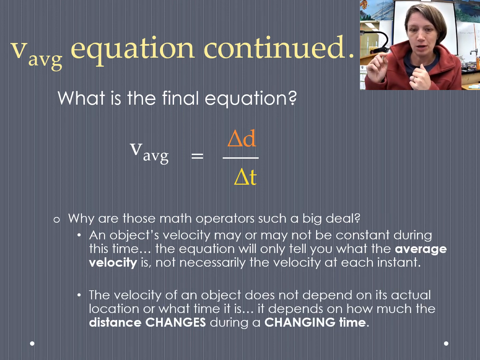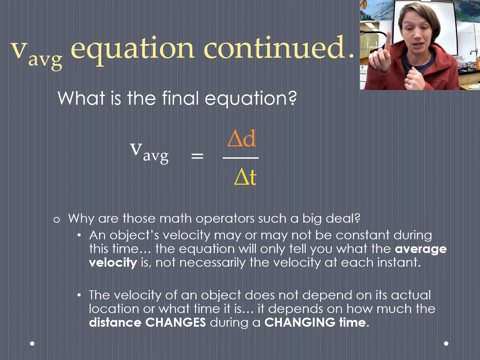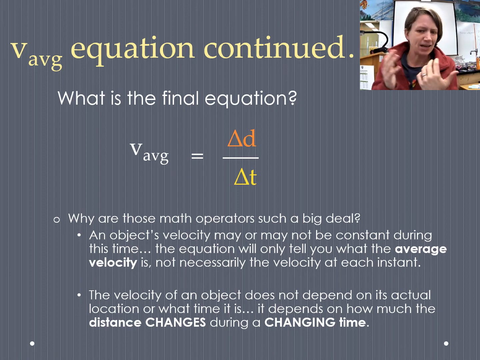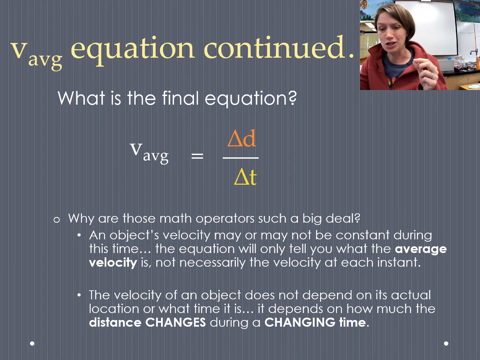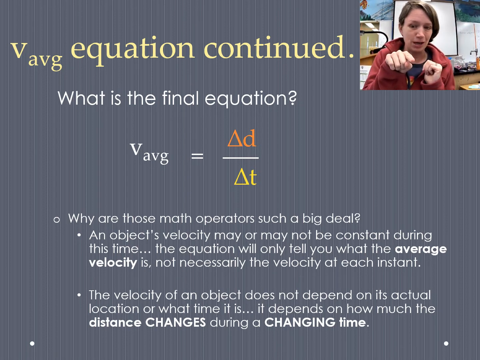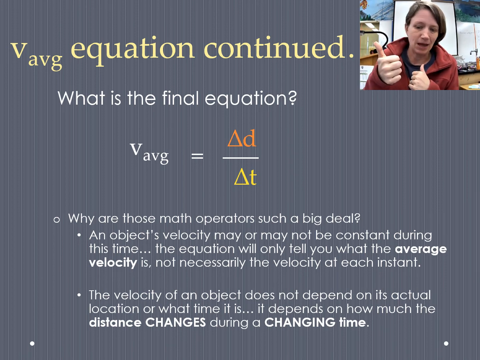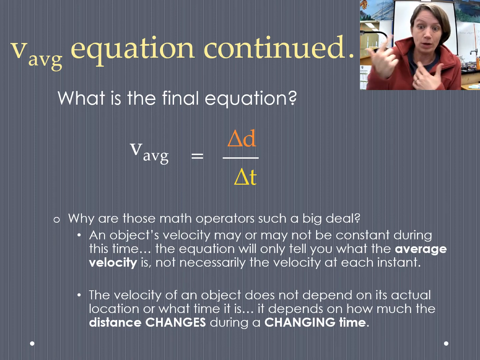The other thing to note is that the D and the T have a delta in front of them. Remember that delta means change in. And the reason it has that is because to have any speed, your distance has to be changing, right? If you're staying at the same location, no matter where that location is, your velocity is 0. So if your distance isn't changing, then you're not going anywhere. So we don't care where the object is, that would be the plain old distance, or what time we're doing this at, that would be the plain old time.